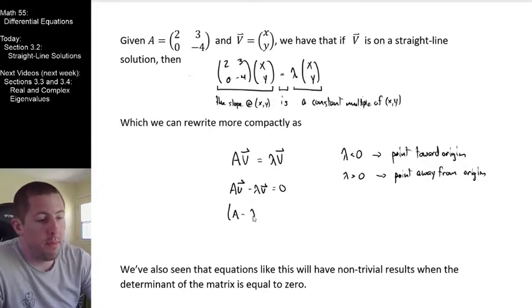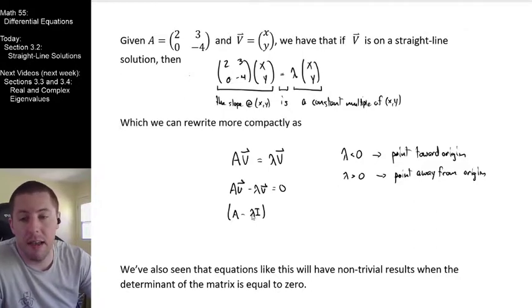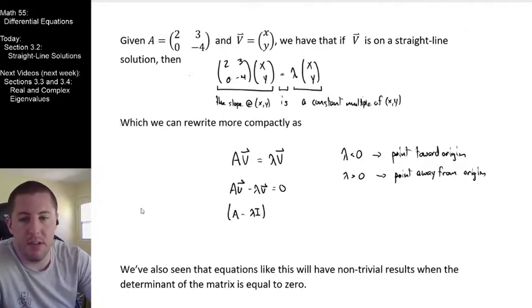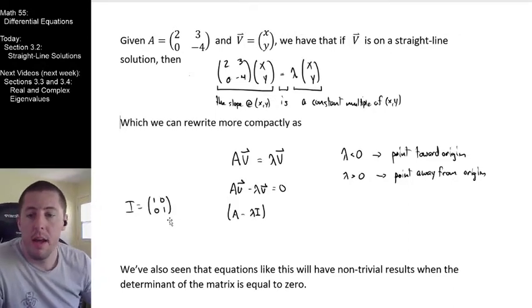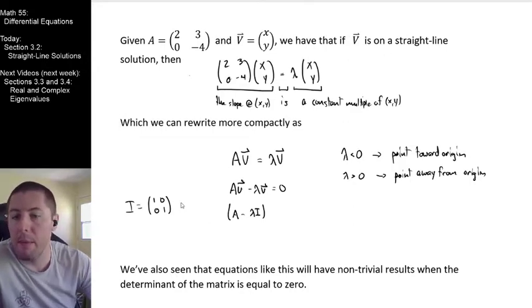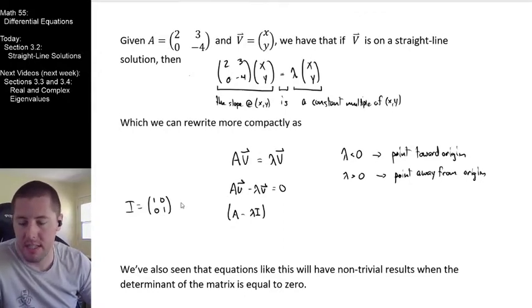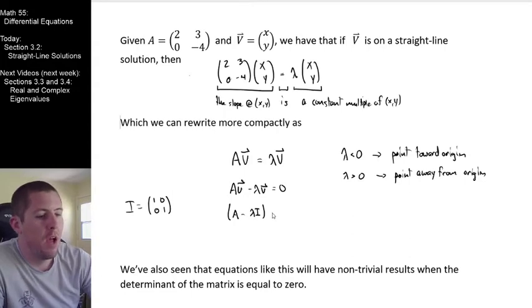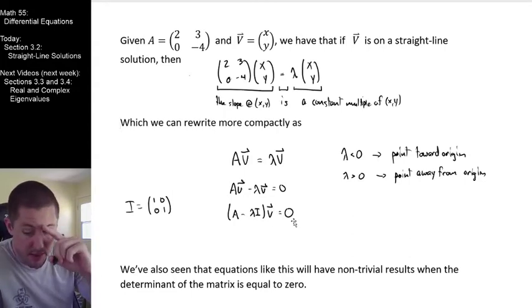So instead, what we typically write here is the constant lambda times whatever our identity matrix is. In our case, since we're talking about 2 by 2 matrices, the identity matrix is 1, 0, 0, 1. When you multiply any 2 by 2 matrix by this identity matrix, you'll get back the exact same original matrix. This is like the matrix version of multiply by 1. It doesn't change the value here. And we've factored out this vector v right there.